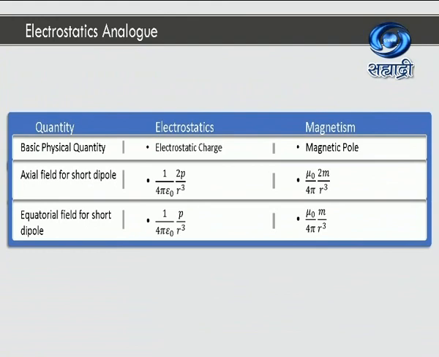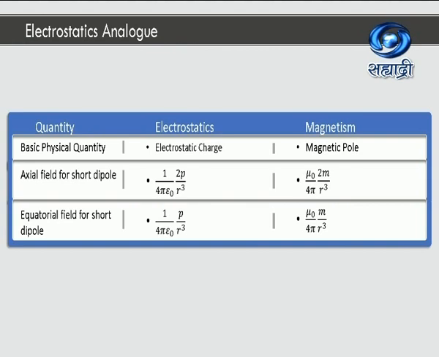One of them is the expression for axial field for a short dipole. If I have a short electric dipole, then the electric field E produced along the axis of such an electric dipole is given by 1 upon 4 pi epsilon 0 2p by r cube. Similarly, the magnetic field produced along the axis of a short bar magnet is given by mu 0 by 4 pi 2m by r cube.